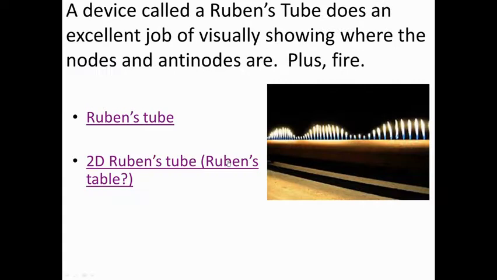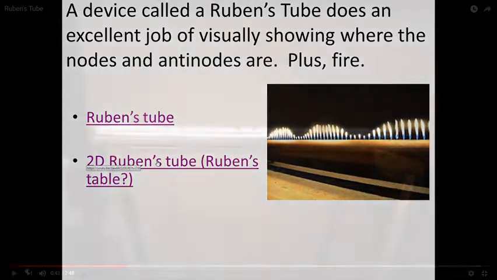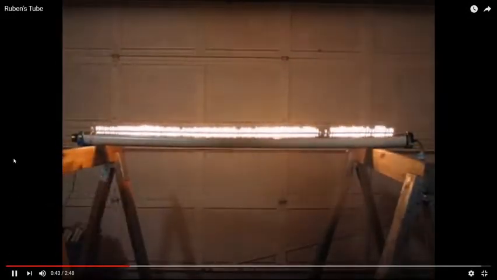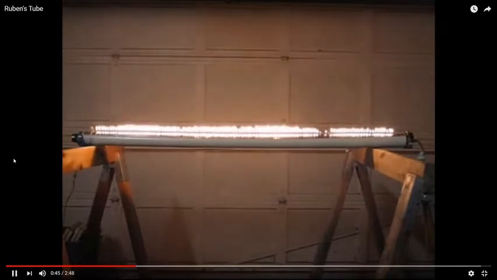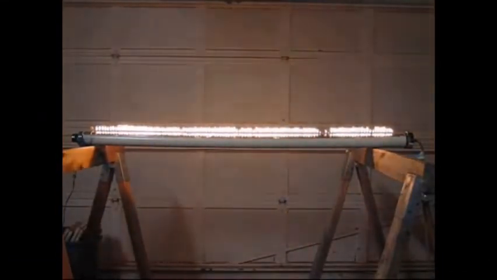The device is called a Rubens' tube, and we actually have two videos to show you. The first one is a straight line tube, and then another one is more of a two-dimensional Rubens' tube. I don't know if you call it a Rubens' table, but either way, it was just kind of a neat way to see this two-dimensional effect. Let's throw some sound in there and see what happens. Let's start with a 449 hertz frequency.